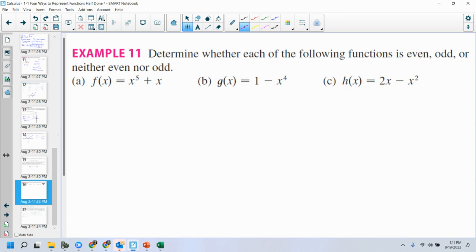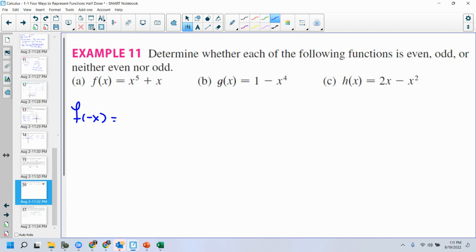All right. So to test whether it's even, odd, or neither, you just simply plug in negative x. Let's plug in negative x. So f of negative x. And then we'll see what happens to it to determine whether it's even or odd. And if it's neither, just write neither.